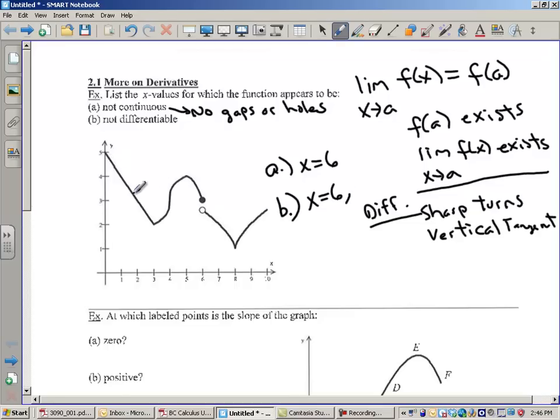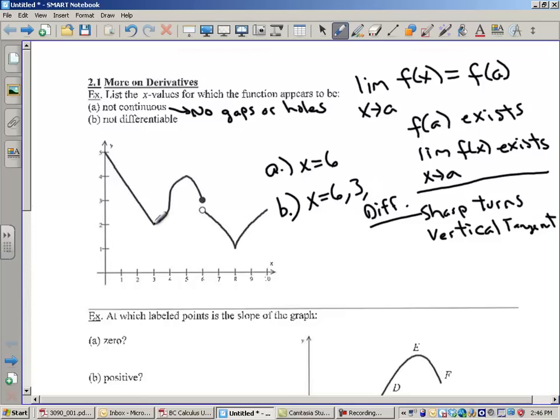But there's some other places where I'm going to encounter some problems on this graph. And that happens right here at 3. From the left, my slope is negative, but immediately my slope turns positive. That is a sharp turn. Those slopes don't match, so I'm going to include 3 in my list here.